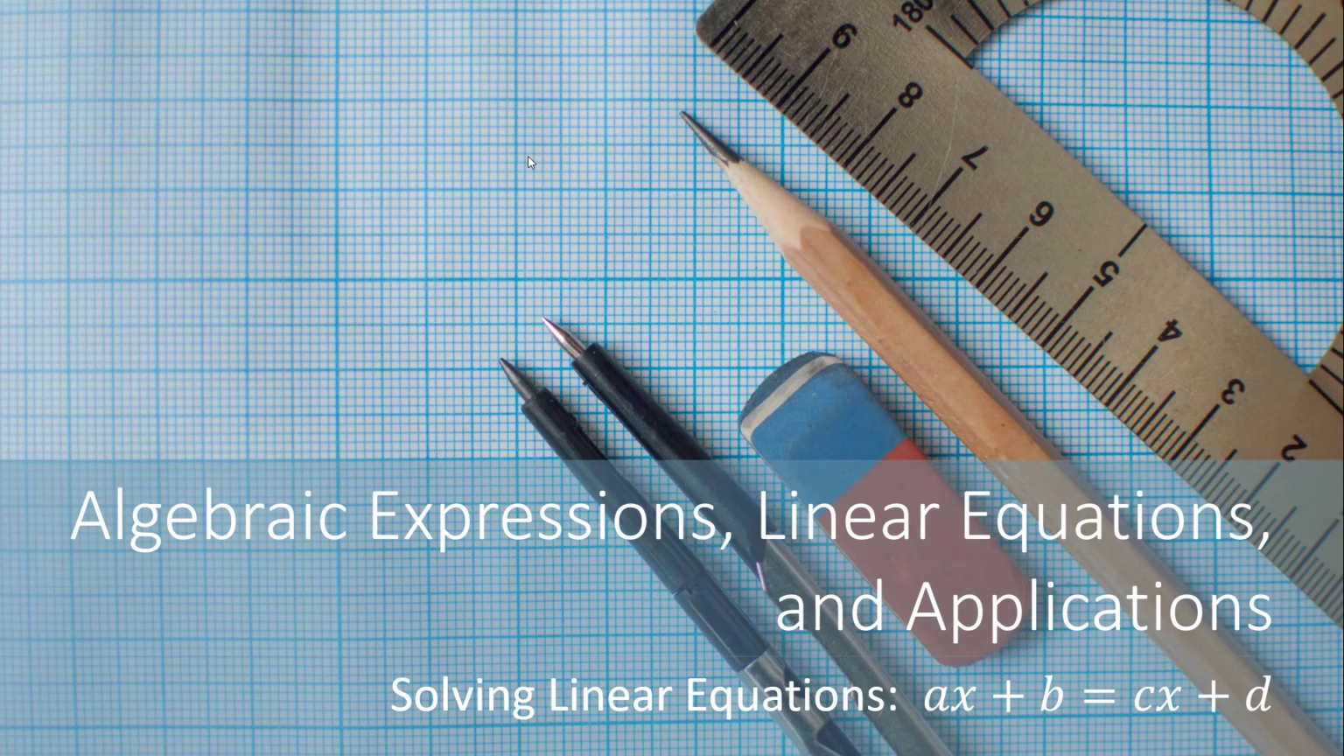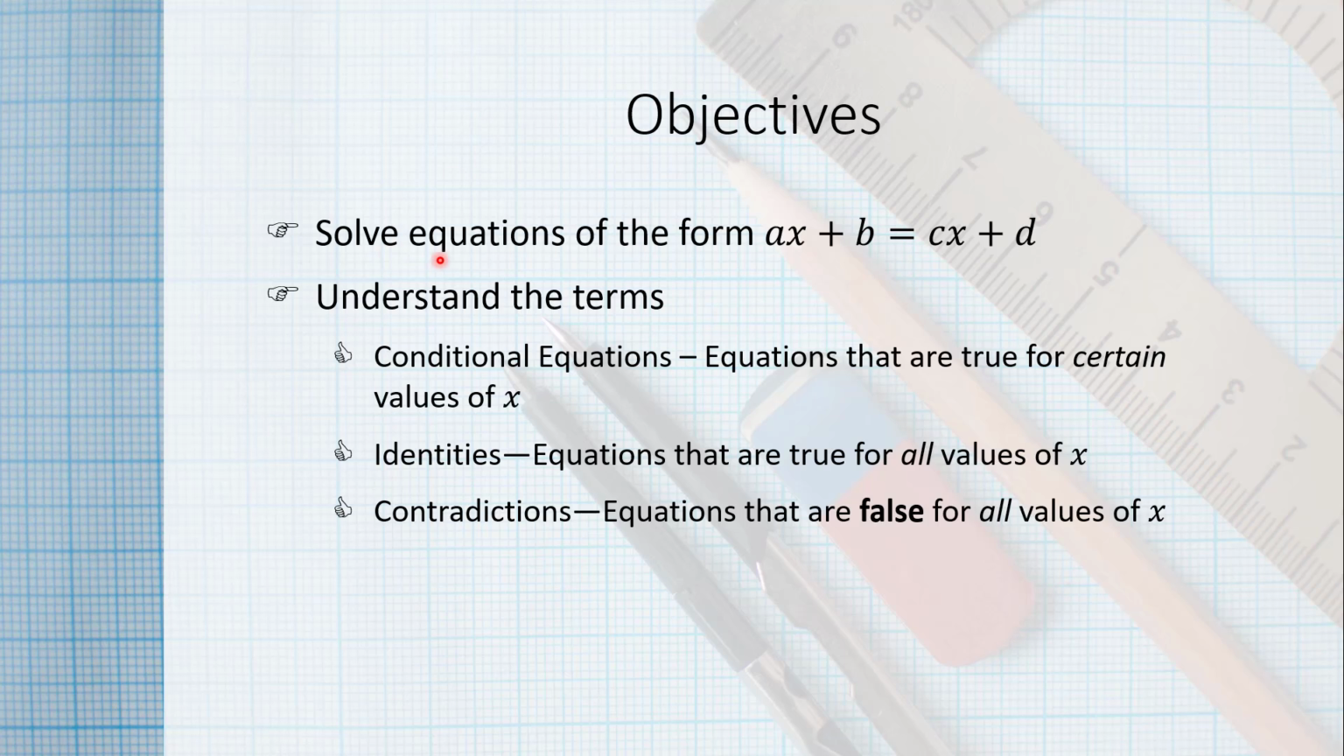Hi everybody, the purpose of this video is to go over section 5 of chapter 2, and we will be talking about solving linear equations of the form ax plus b is equal to cx plus d, where x is the variable of interest and a, b, c, and d represent numbers. In this video we will talk about how to solve those equations, and we will also talk about the terms conditional equations, identities, and contradictions.